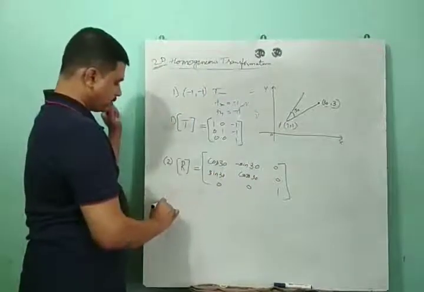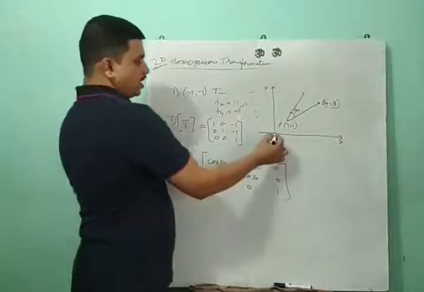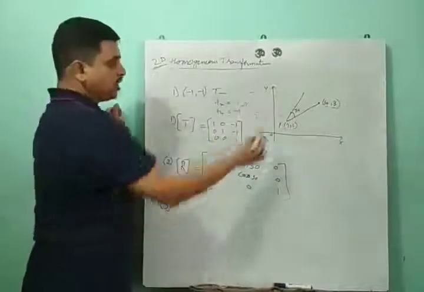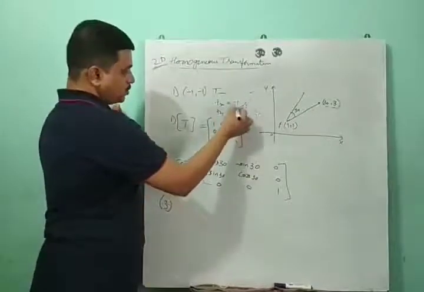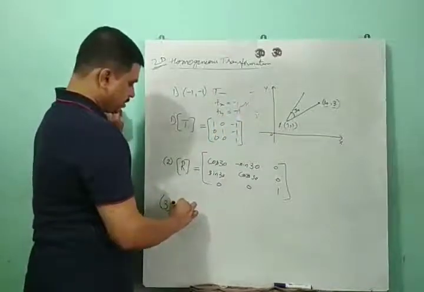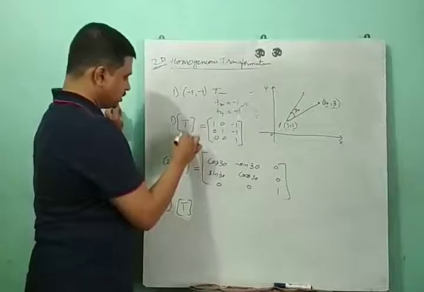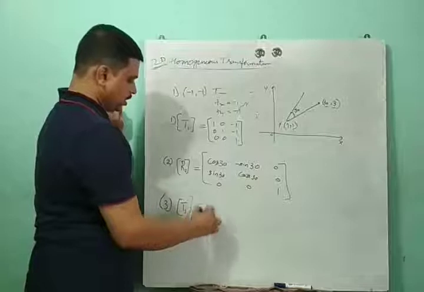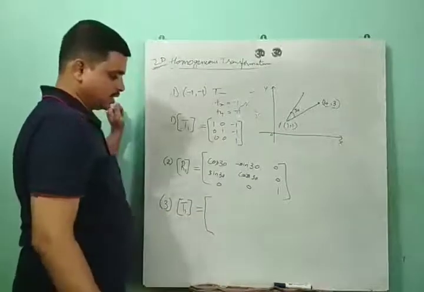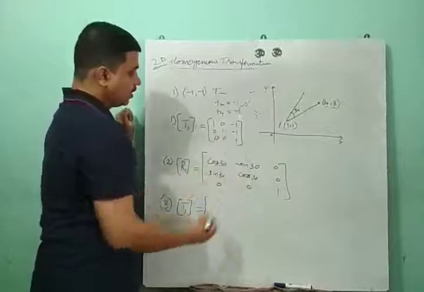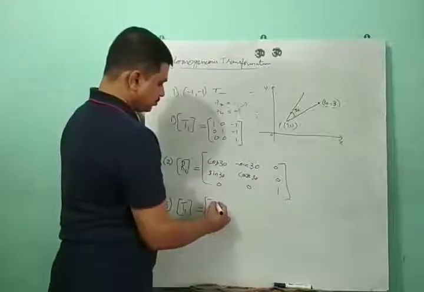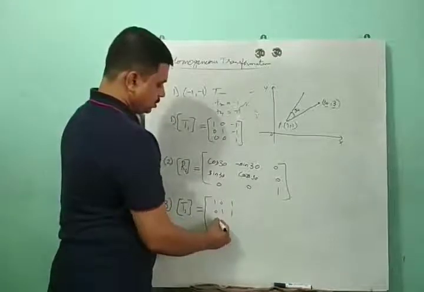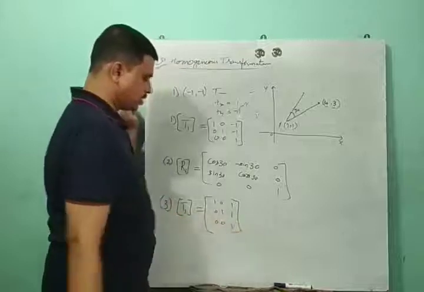After this, the point has to be shifted back to the (1, 1) location. That means we have to do the translation to (1, 1). Again, Tx becomes 1, Ty becomes 1. So you can call this the first operation, second operation, and the third operation. The translation matrix is represented again as a 3 by 3 matrix as [1, 0, Tx; 0, 1, Ty; 0, 0, 1], with Tx equal to 1 and Ty equal to 1. So this is the transformation matrix.